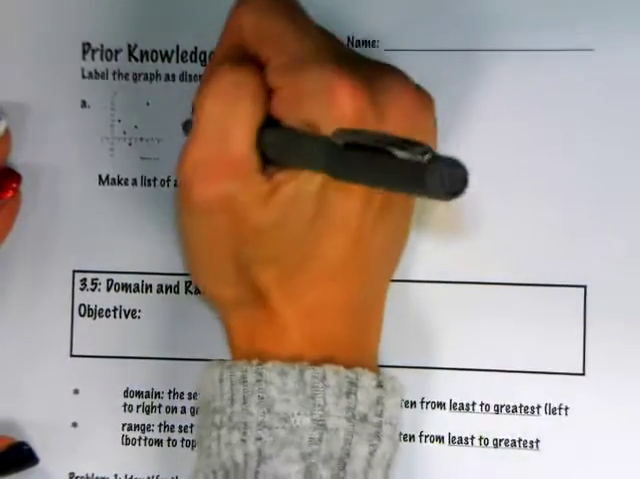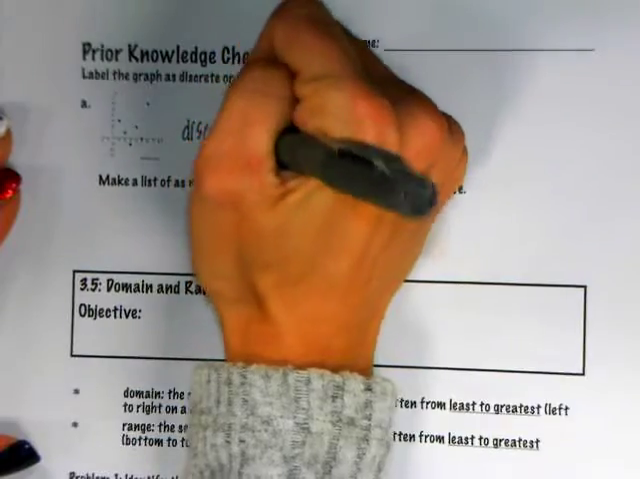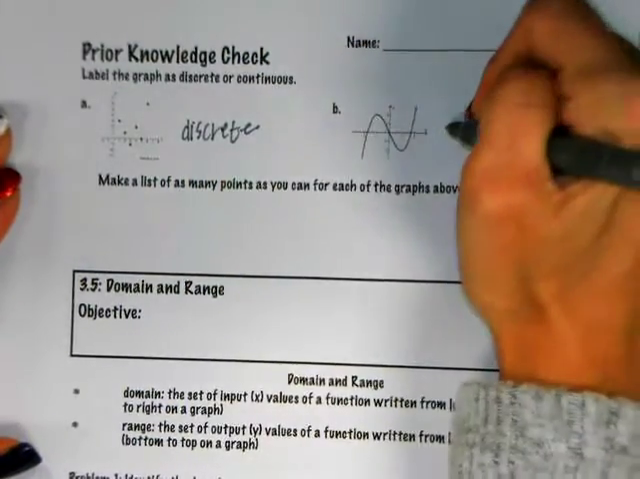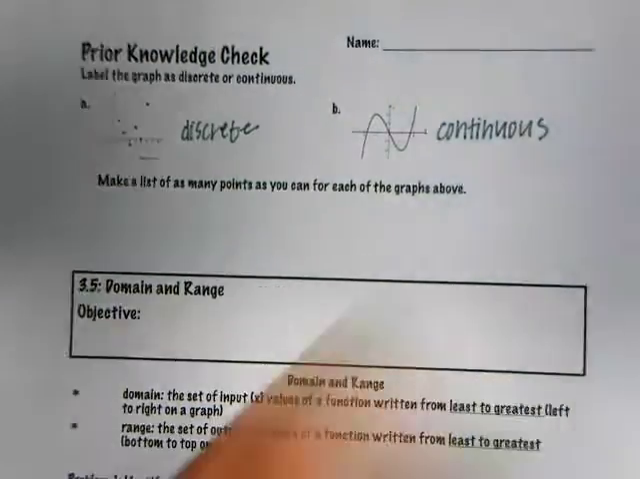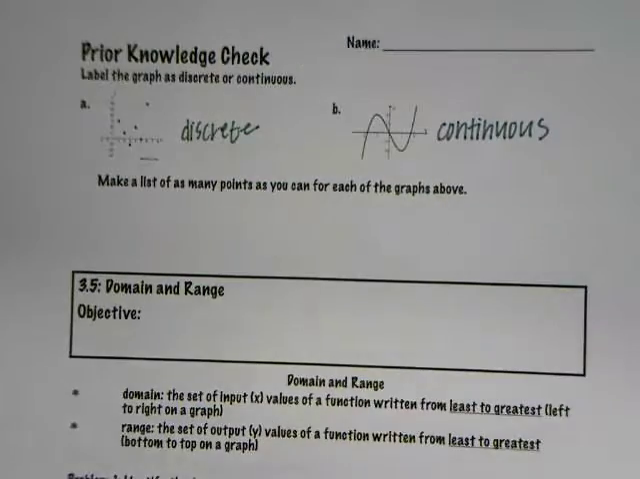All right, guys. So for the first one, is that one discrete or continuous? Yep, discrete. And then B? Continuous. So remember, discrete is when you just have points, and continuous is when they're connected with a line. Okay? Continuous, because it's not just jumping, it's continuously flowing. All right. Make a list of as many points as you can for each of the graphs above.